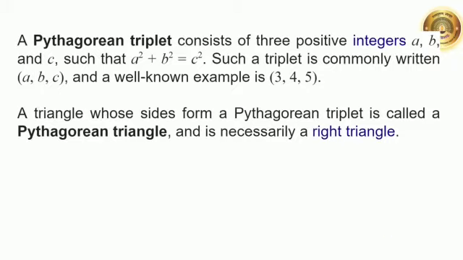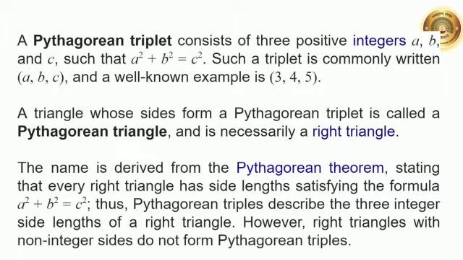triangle. The name is derived from the Pythagorean theorem stating that every right triangle has side lengths satisfying the formula a square plus b square is equal to c square. Thus, Pythagorean triples describe the three integer sides of a right triangle. However, right triangles with non-integer sides do not form Pythagorean triples.